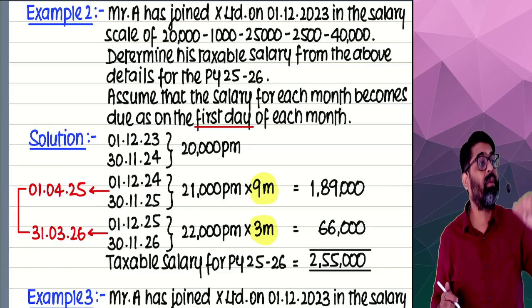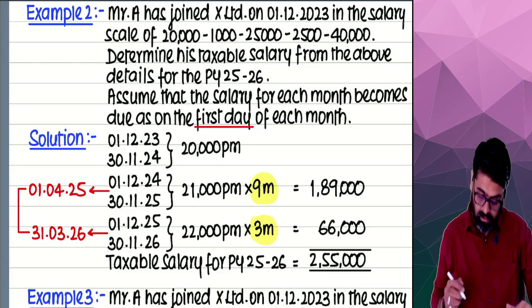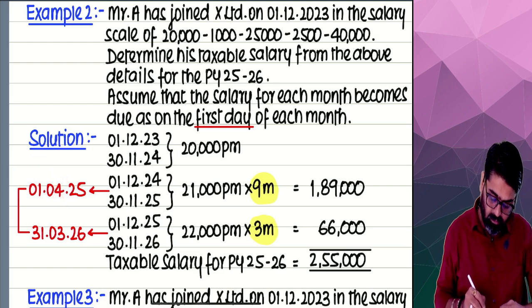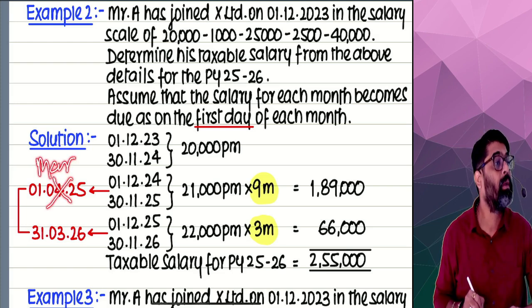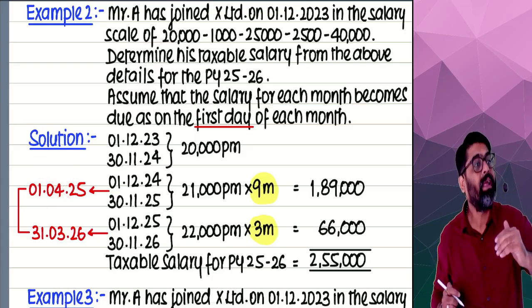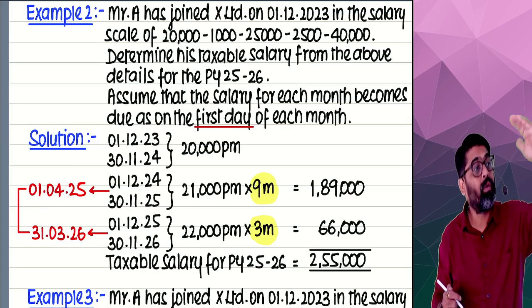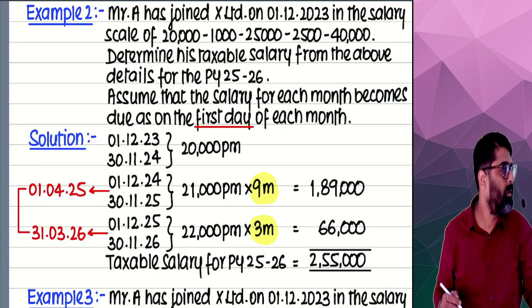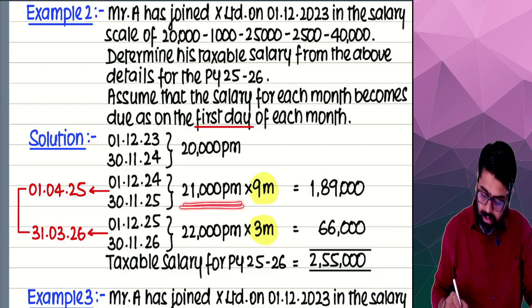So what was the salary for last year's March? From March I am supposed to take. I am not supposed to take from April. So April will become due in this year. Just like that, last year's March will become due in this year. What was the salary in the March? Come on, tell me. It was 21,000.